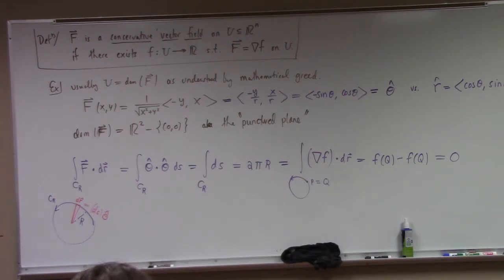So this is one of the ways we can detect a vector field being not conservative. If we integrate a vector field around a loop and the integral is non-zero, it can't be conservative on a region which includes that loop.